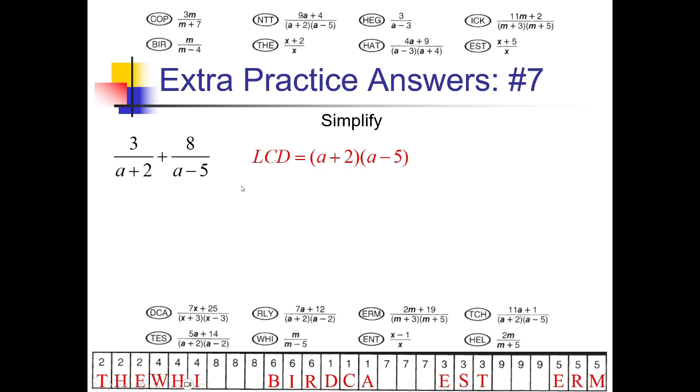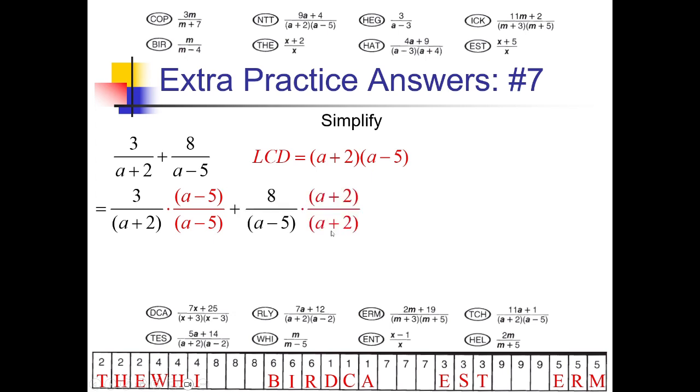Now here's the bad news. Neither of these fractions already has the LCD. So that means each one of these has to get multiplied by something to give it this complete LCD. The first fraction is missing the a minus 5. So we'll do 3 over a plus 2 times a minus 5 over itself. The second fraction is missing the a plus 2. So we'll do 8 over a minus 5 times a plus 2 over itself.